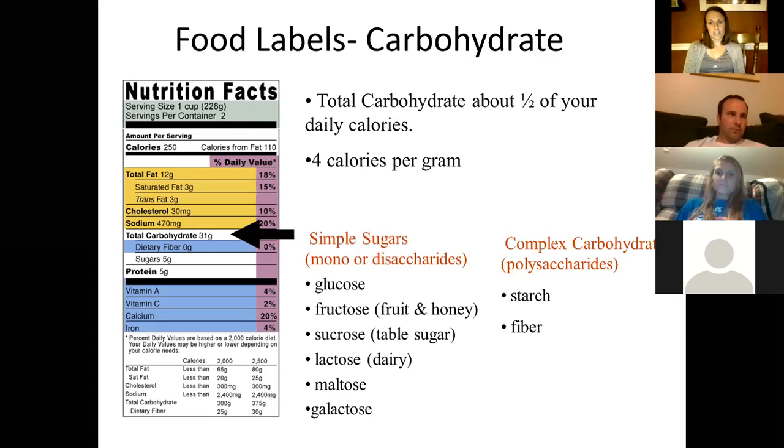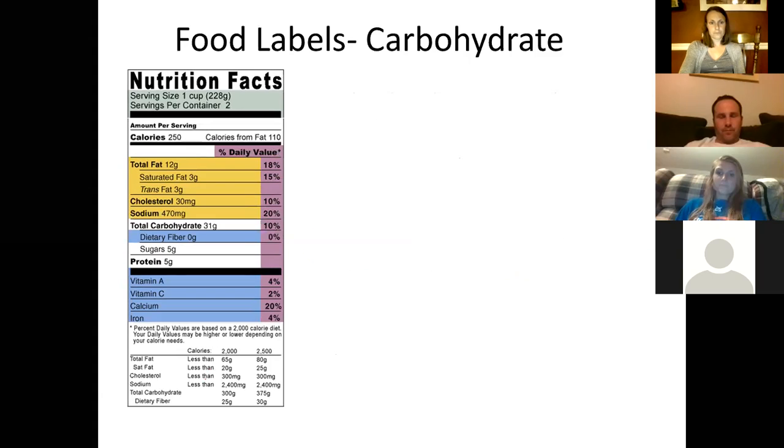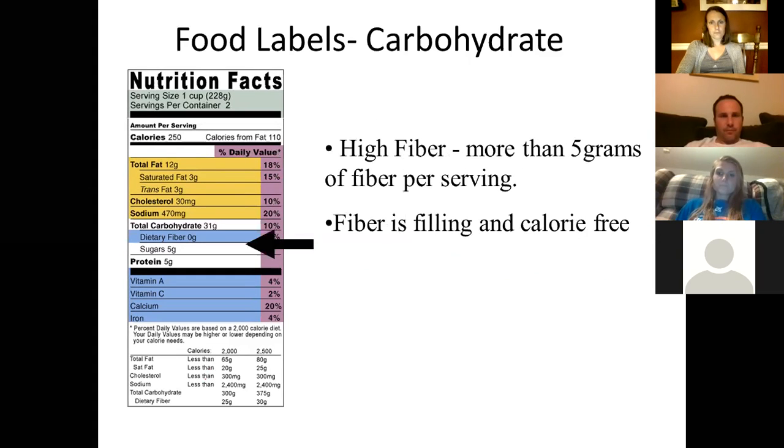And then we have complex carbohydrates. Those are going to be our polysaccharides, which are starch and fiber. If we look at the food label, it breaks those carbohydrates down for us. In order to be considered high in fiber, the food needs to have more than 5 grams of fiber per serving. So who can tell me, is this food high in fiber? No. You're right, it's definitely not high in fiber. We're getting no fiber from this.